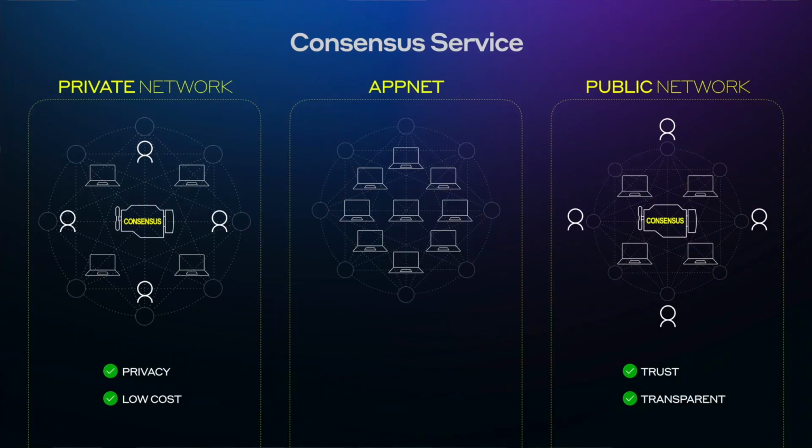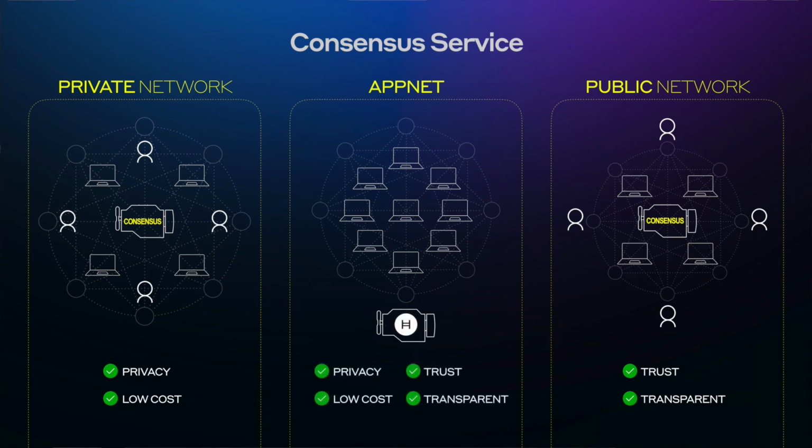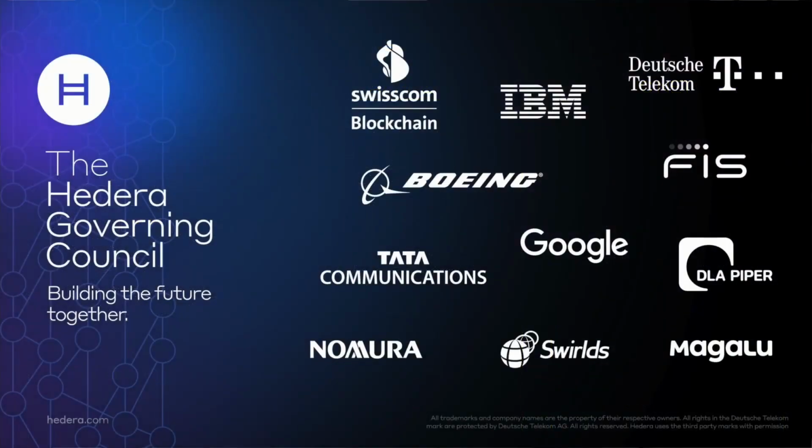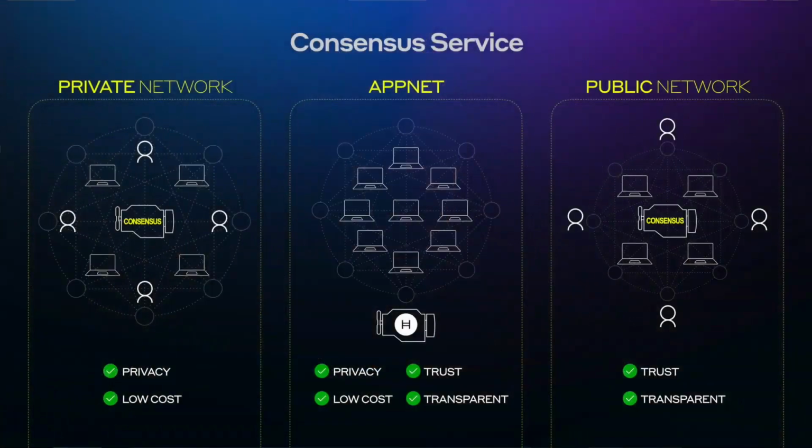An AppNet is where you have your computers in your network, and it's just like a private network. You could set up your own computers, but the consensus engine is outside of your network. The consensus engine is Hedera. And so you get the full trust of Hedera, now the Hedera Council. You have the full trust of that in your network. And so the AppNet can have the privacy and the low-cost storage of a private network, but it can have the trust and the transparency, when you want to be transparent, of a public network. It's the best of both worlds, and that's what Hedera is doing.